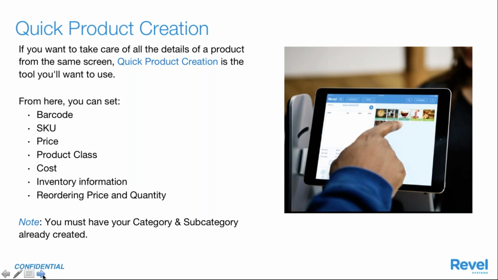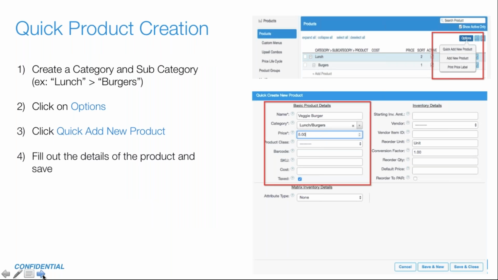So one tip that is important for this is that your category and subcategory should already be created before using quick creation. So let's walk through some of the screenshots that we have here showing you exactly how to add a new product. So like I mentioned before, you need to have your category and subcategory on the menu already created. So you can do it simply how we just did it, in the first example, creating lunch and then burgers as your category and subcategory.